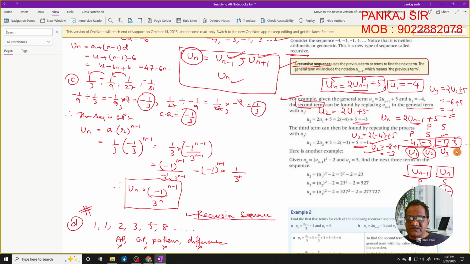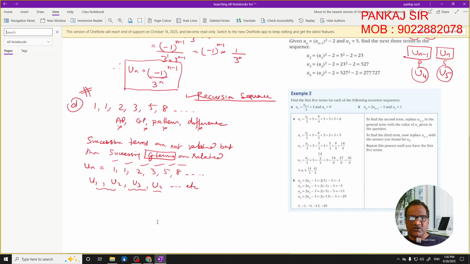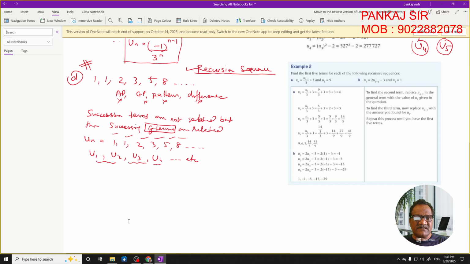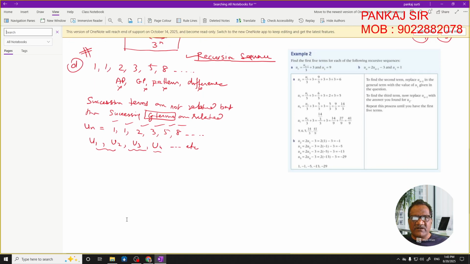So I suppose now you are understanding the meaning of this recursive sequence. You have to take care of successive and previous. The un, the general term of a recursive sequence, is in terms of previous and successive terms. So coming back to this particular question D, 1 1 2 3 5 8. Now you can see here that the general term is not given to us. Is it given? No, it is not given.